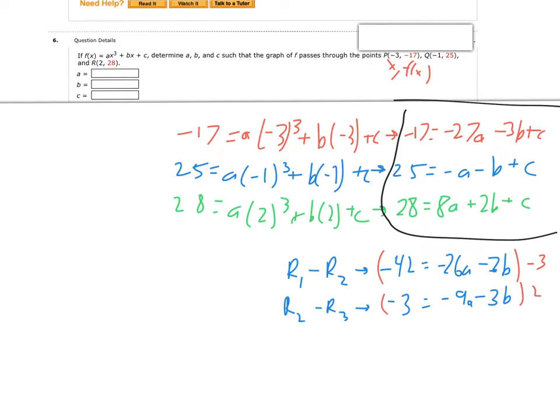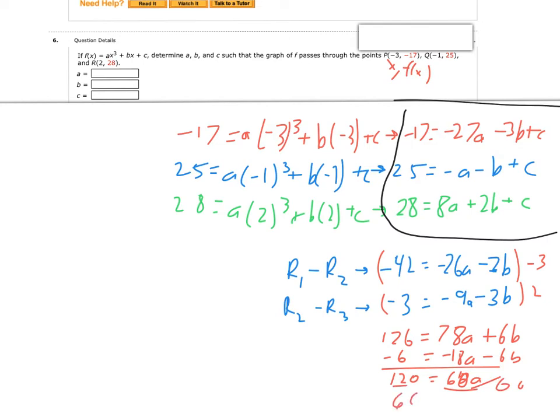42 times 3, it's going to be 126 equals 78A plus 6B. And then this one will be negative 6 equals negative 18A minus 6B. All right, so this will be 120 equals 60A, which would mean if I divide by 60, that A equals 2.